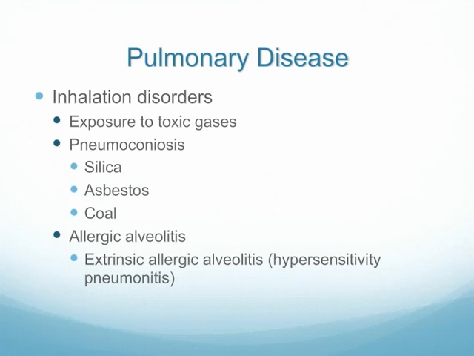Now, these things that we're talking about here happen over a long period of time. So when we're talking about developing some irritation, inflammation, and damage to the lung as a result of inhaling silica or asbestos or coal, we're talking about conditions that occur over a long period of time and eventually end up looking like COPD. We can also have an allergic alveolitis where the patient has an allergy, a hypersensitivity, that causes the alveoli to become inflamed as well.